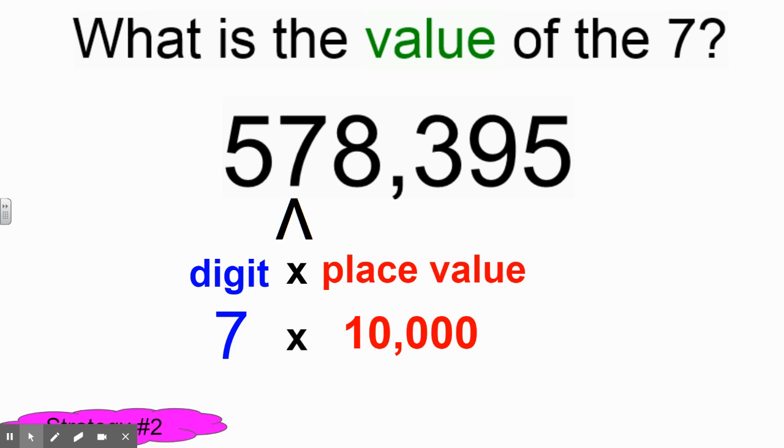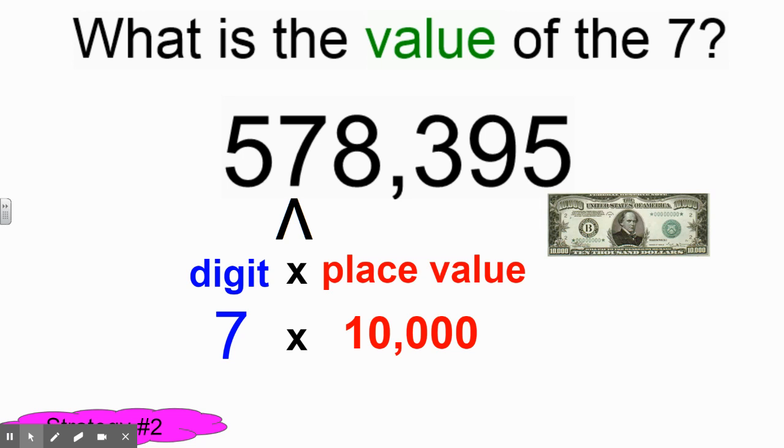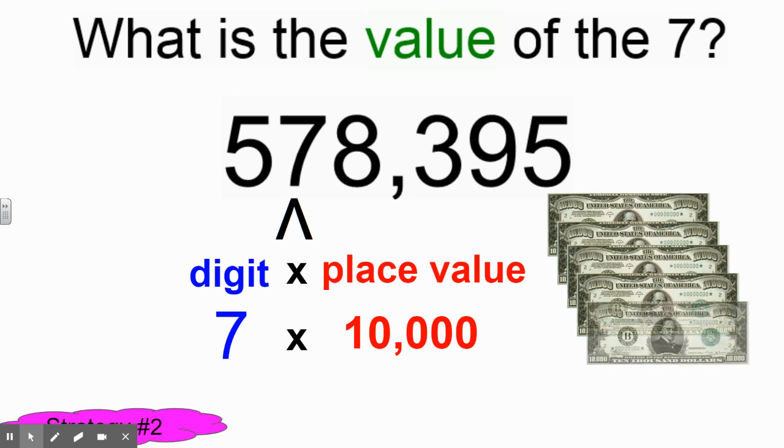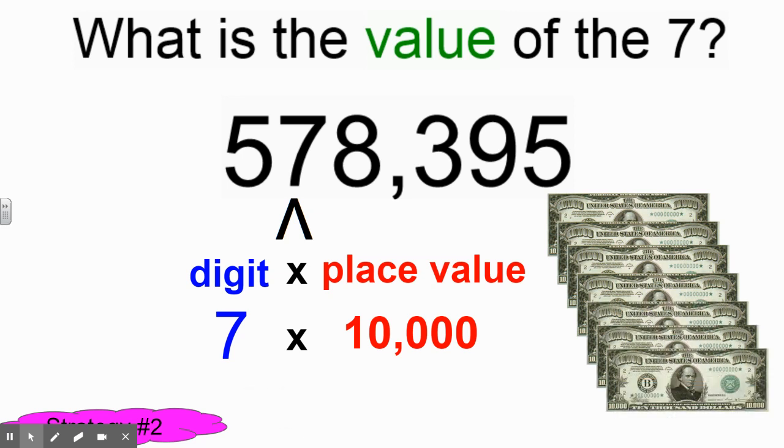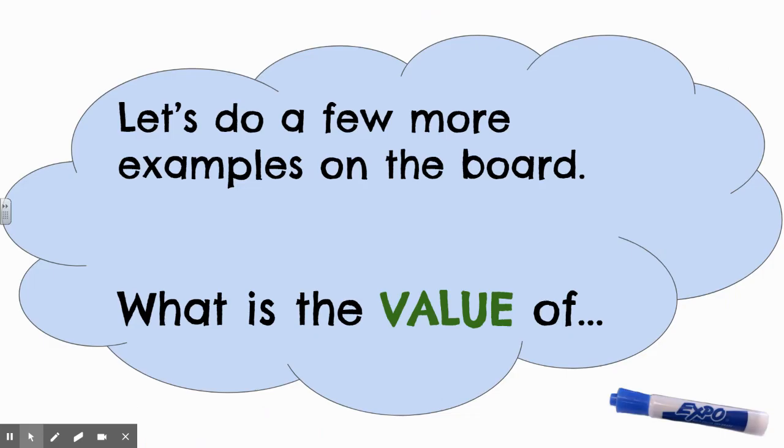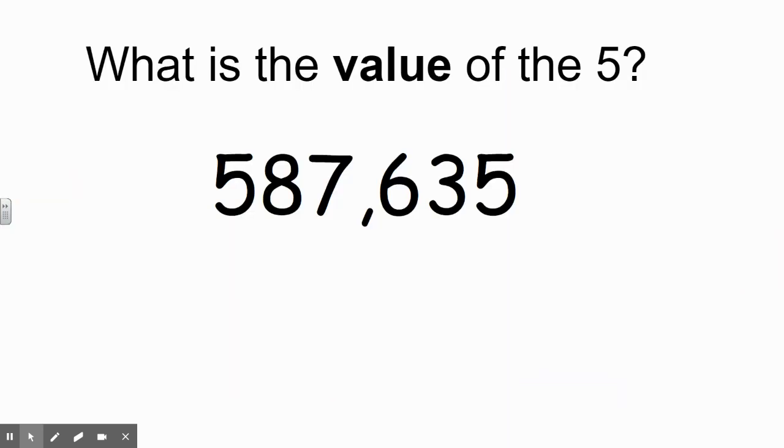7 times 10,000. Well, that's like giving you 7 $10,000 bills. That's 10,000, 20,000, 30,000, 40,000, 50,000, 60,000. That is 70,000. That 7, because it's worth 7 groups of 10,000, is worth a total of 70,000. That is the value of the 7. Okay. Now notice we had the same answer with both strategies. So if you were in the classroom, we would be doing some more examples on the board. Obviously, we're not, but you can rewatch this video and look back at those 2 examples again.